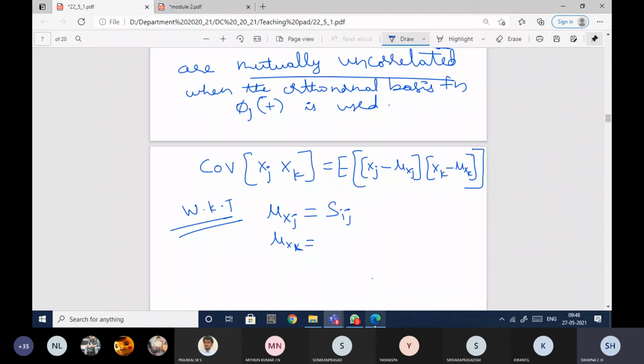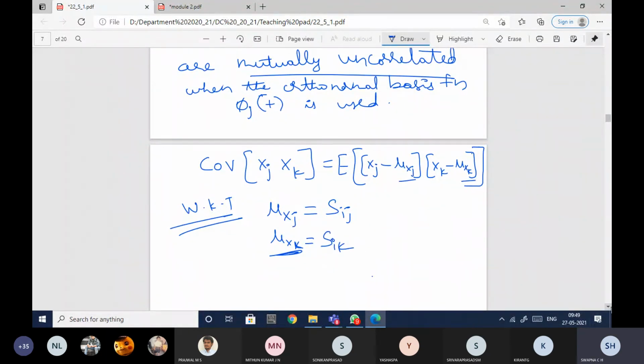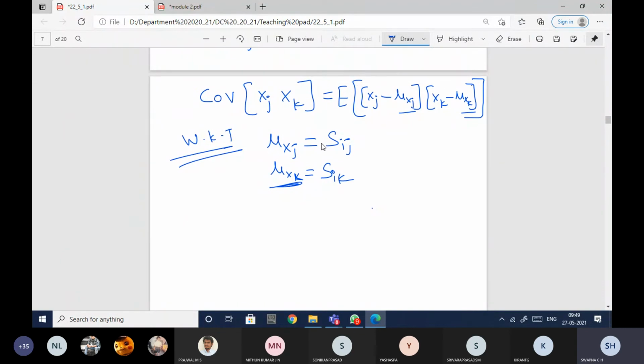Okay, so mu xj is nothing but Sij. What is mu xk? Sik. Okay, so I will substitute those values only here. I have not done anything else. We know this. Instead of j, I have k here. So instead of j, I'm just putting k. That's it.